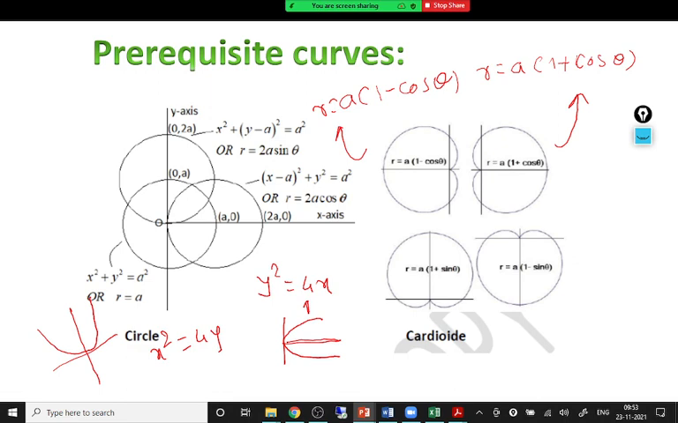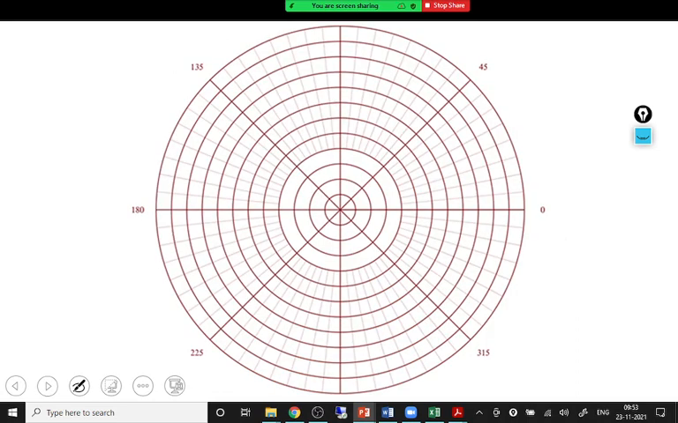Now, how is it actually drawn? Let me show you. So we'll move to the previous screen here. Let me draw one curve, say r equal to a(1 plus cos theta). For simplicity, you can assume any value of a. Which value do you want? 1. Okay, we take a equal to 1.